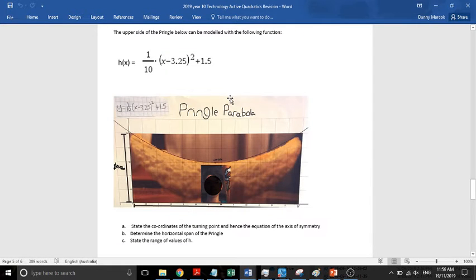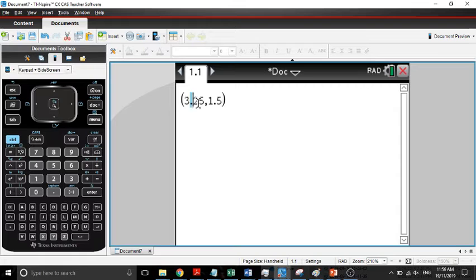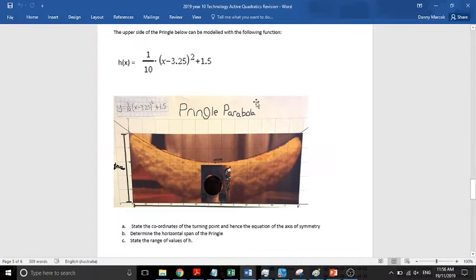And the axis of symmetry is just going to be our x value, which is 3.25. So we say our axis of symmetry is x equals 3.25. That's all we've got there. Now from there, we are looking at the horizontal span of the Pringle. So we're looking to see how far it goes from here to here.